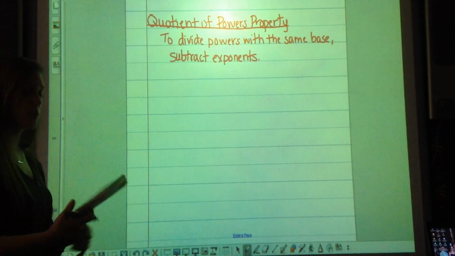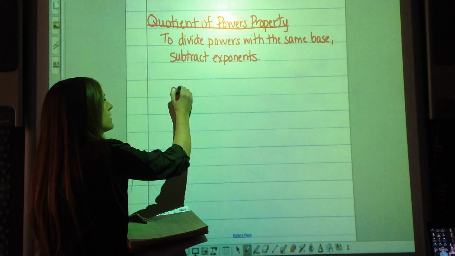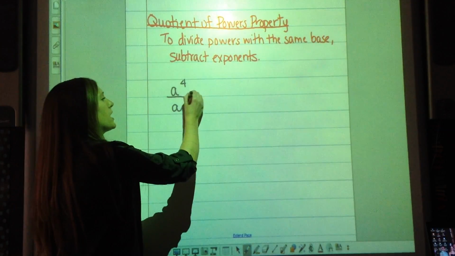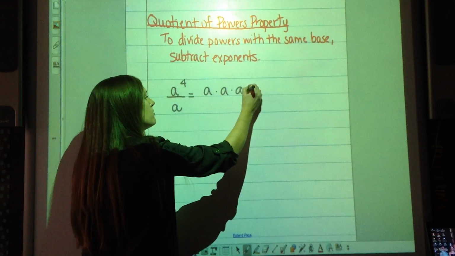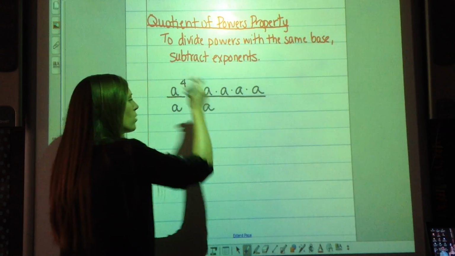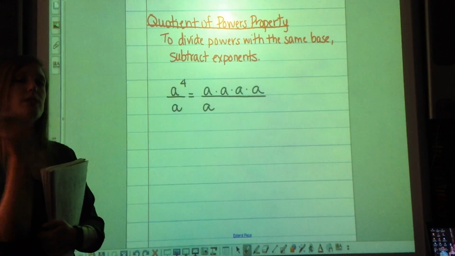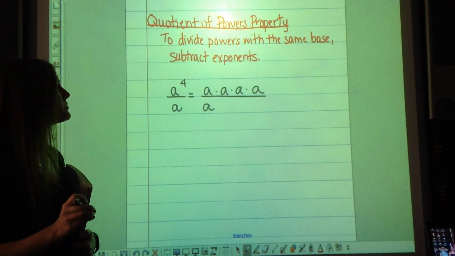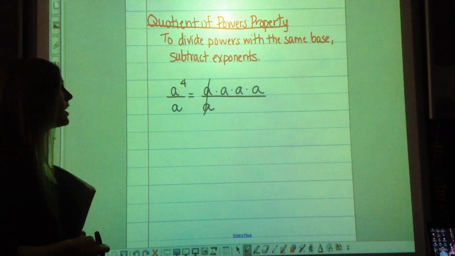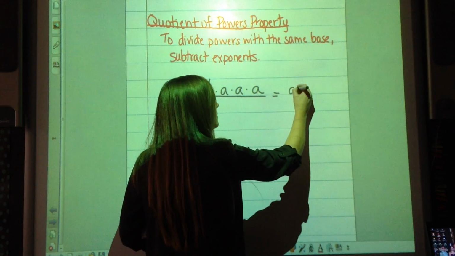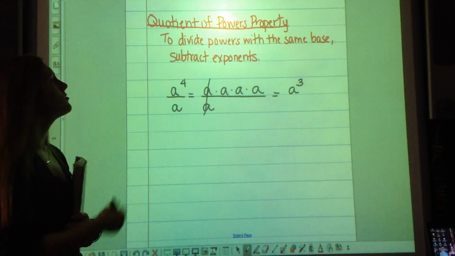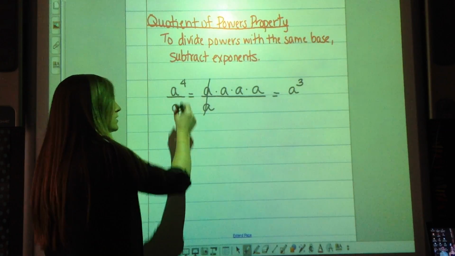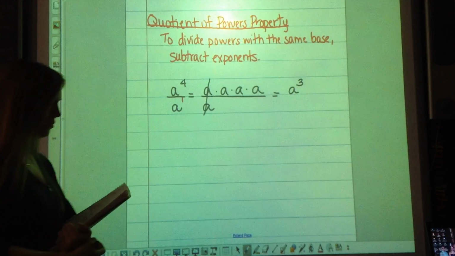So again, let me show you what's going on behind the scenes. Let's say we have a to the 4th divided by a. I'm going to expand this to show you what's going on. In the numerator, we have 4 a's. In the denominator, I have 1 a. We learned in the previous lesson that we would take the greatest common factor out of here, which is an a. And I'm left with 3 a's in the numerator. Well, this property says to divide with the same base, all you have to do is subtract the exponents. So 4 minus 1, we get the same answer, a cubed.